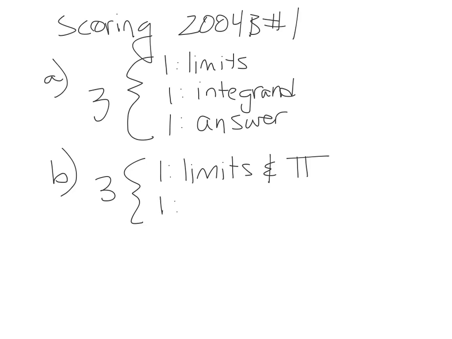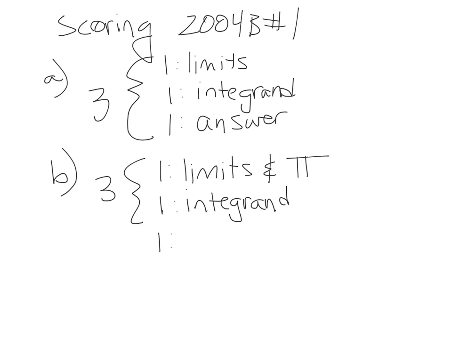The second point is for the integrand, which would be pi big R squared minus pi little r squared with the correct radii in each. And technically speaking, the pi would not have to be there, because if you have a problem with the pi, that would come off of that first point. So it's more the big R squared minus the little r squared that they're grading on your integrand.